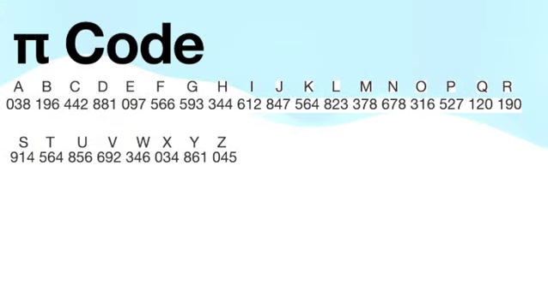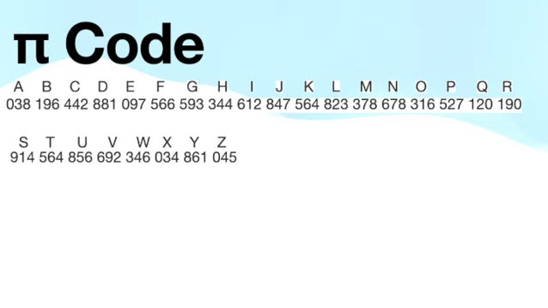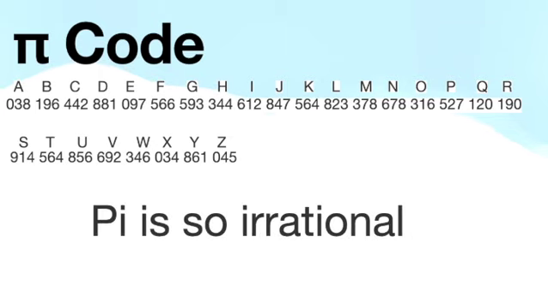So most people could get the alphabet after that, and once they get the alphabet, then they're usually able to crack the code and get the message. So the message, if you cracked the code, is pi is so irrational. But this is how I wrote the code.